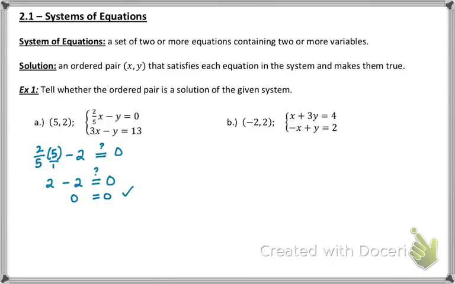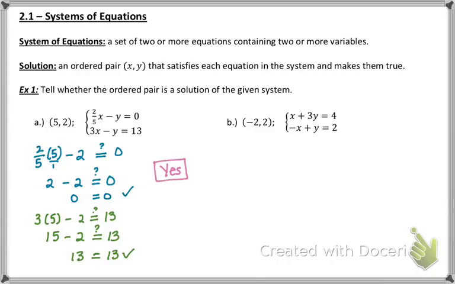But in order for it to be a solution to the whole system, it's got to satisfy both equations. So let's check the second one. So 3 times 5 minus 2, does it really equal 13? That's 15 minus 2, and that is 13. And so because we have an ordered pair that satisfies both equations in my system, this is a solution to the system of equations.